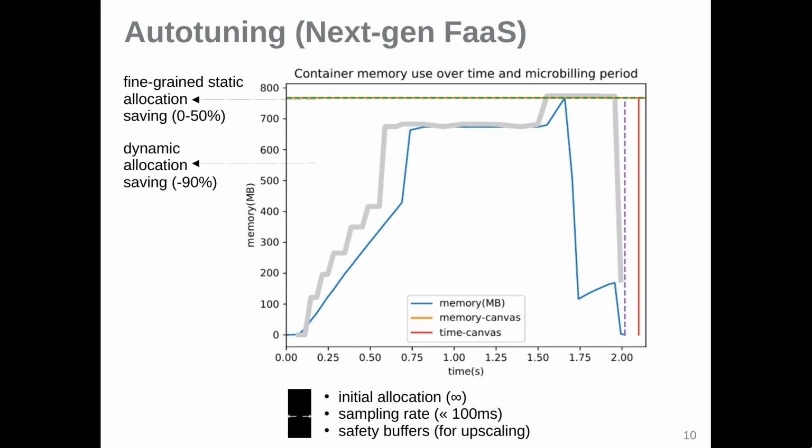There are a couple of caveats, like the initial allocation period. Initially, the cloud function should be provided with an infinite amount of memory. The sampling rate, which is shown here with the duration of these intervals, and a couple of safety buffers. So in case the upscaling takes longer, we may want to left shift the gray curve. And in case the measurements are not very precise or there are some deviations, we would like to upshift it.